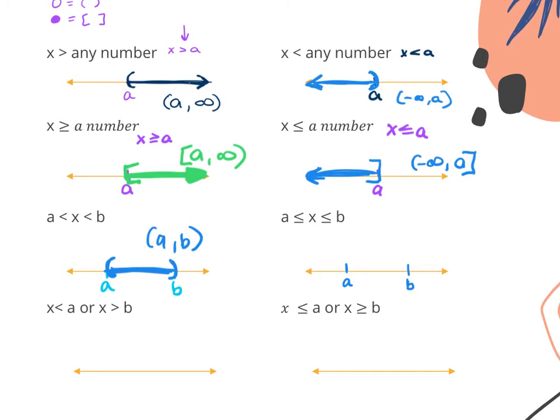The next one is almost the same, except this time it's or equal to, so it gets a bracket. It would be bracket a, comma b, bracket. So now we're including those numbers as our answers.